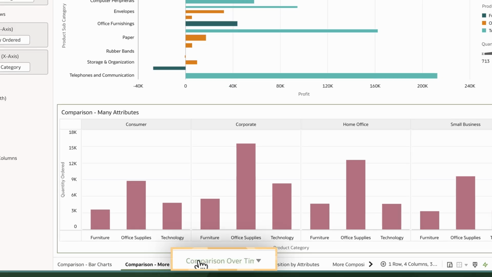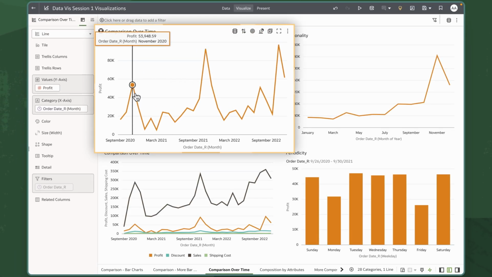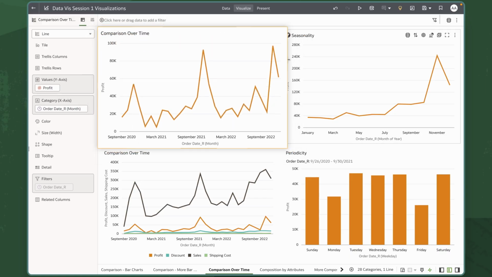Comparison can also be shown over time. In this visualization, I'm tracking profit over 2 years using a line chart. I can track seasonality or periodicity.